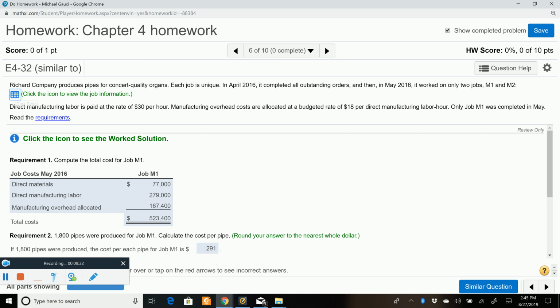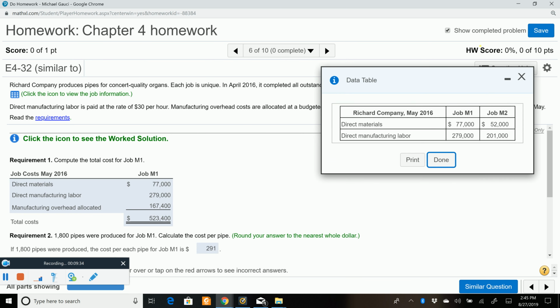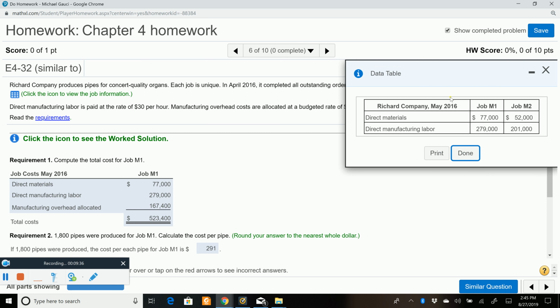So let's take a look at what the author gave us. I'll put it over here in the far right. The author told us that job M1 had $77,000 in direct materials, $279,000 in direct labor. Job M2, $52,000 in materials, $201,000 in direct labor. So we are to report the total cost for job M1.